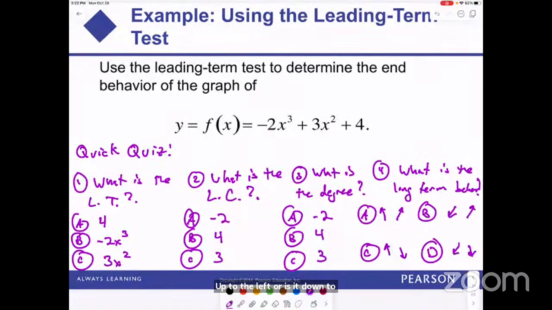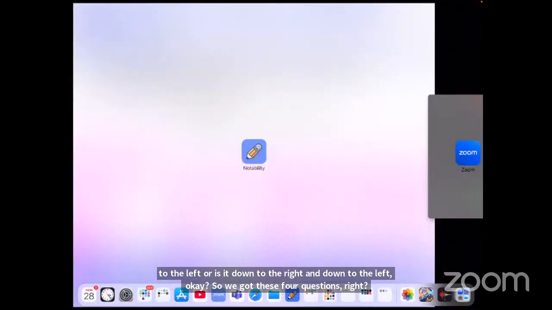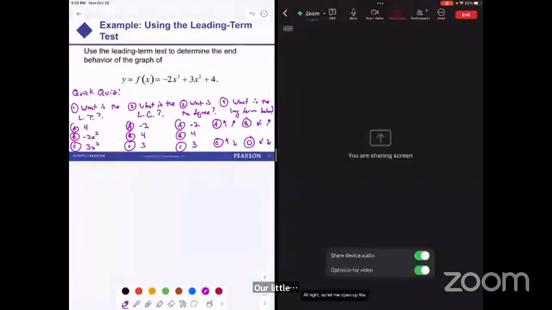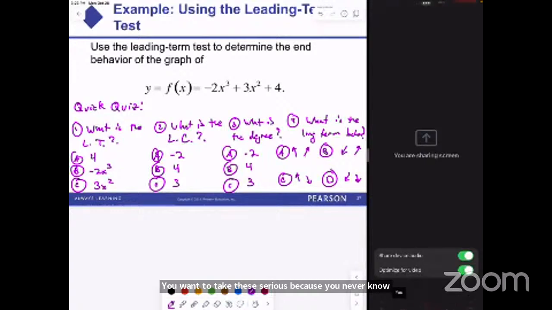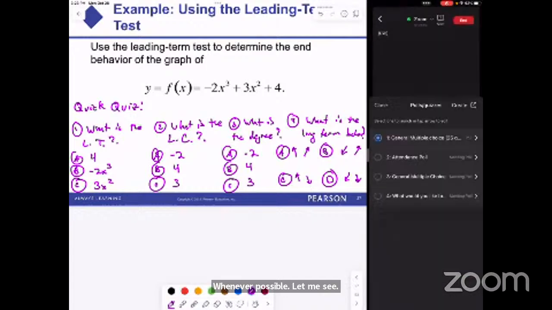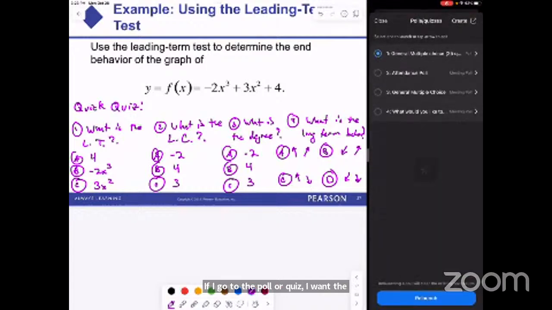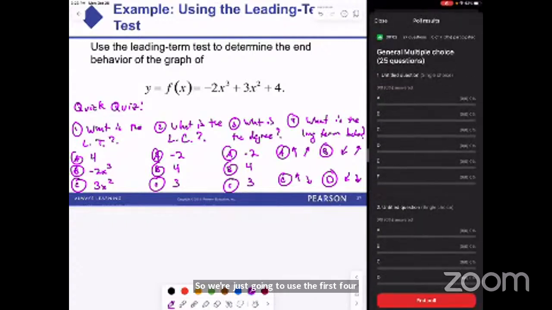Okay, so we got these 4 questions, right? All right, so let me open up our little quiz sheet that we created last time. We can use it to get feedback from the audience to see where everybody's at. You want to take these seriously because you never know when I'm going to use this for my attendance, right? So you want to do your best to try to get these correct whenever possible. Let me see. If I go to the poll or quiz, I want the 25 questions. So we got 4 questions, so we're just going to use the first 4 slots, right? So question number 1, question 2, question 3, question 4.